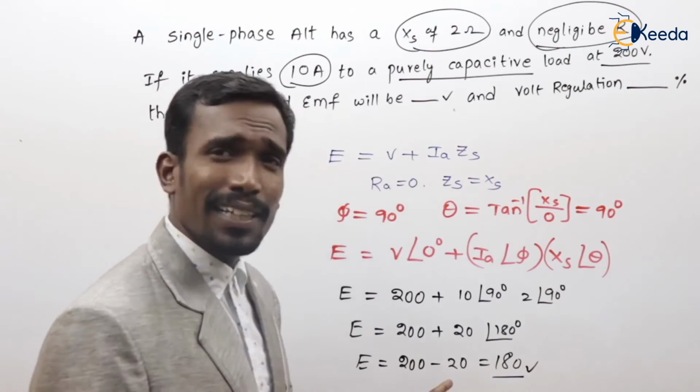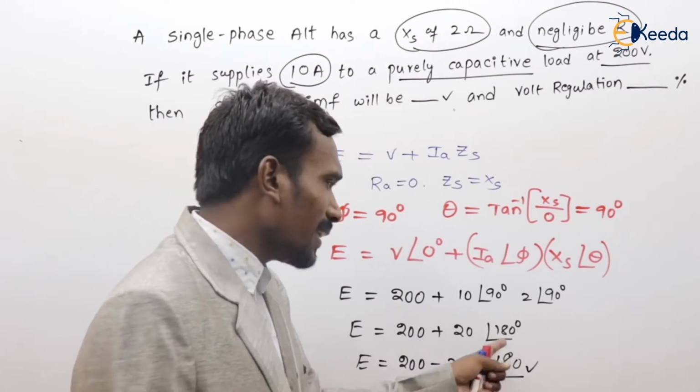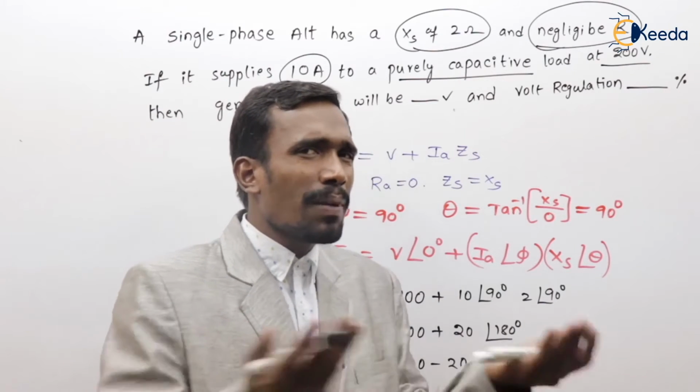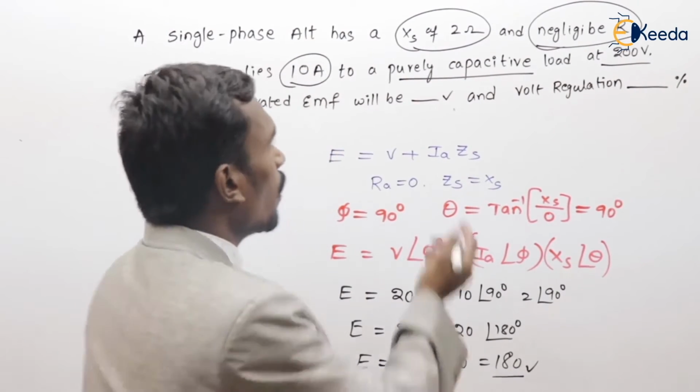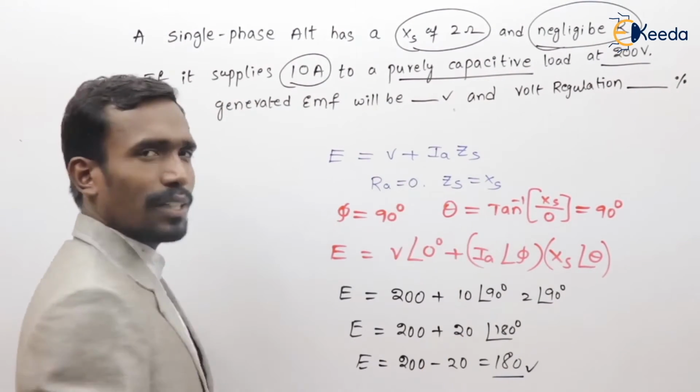Sir, why is it minus? Yeah, why is it minus? 180 degrees is nothing but minus, right? Yes or no? Right. Okay. So our voltage is 180 volts.